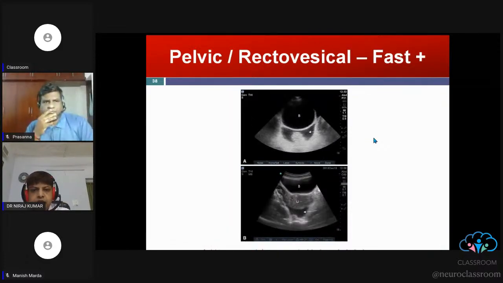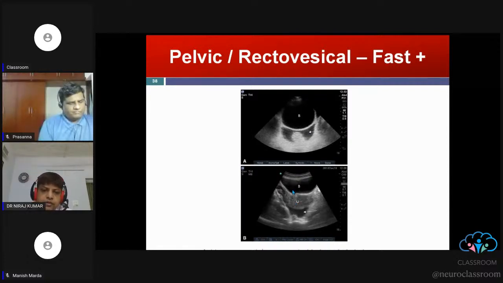Then you can see that this is an abnormal examination, that is a FAST positive examination. This is the male patient. You can see that there is an extra anechoic area behind the bladder. That is FAST positive. And in the female patient, you just have to understand that behind the bladder the uterus is present. So you have to search for the pouch of Douglas, the recto-uterine pouch, for any fluid collection.